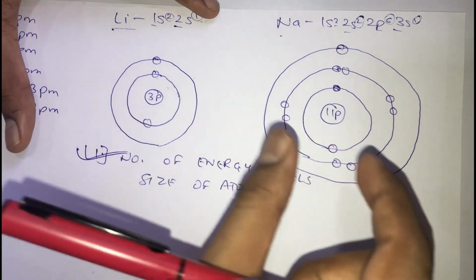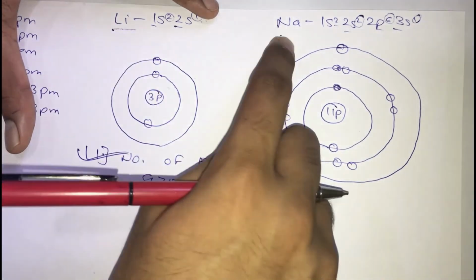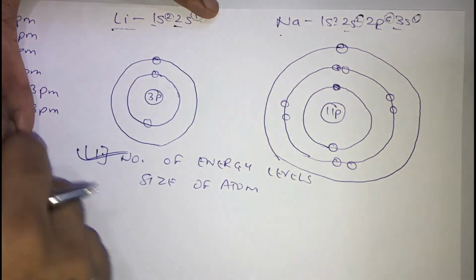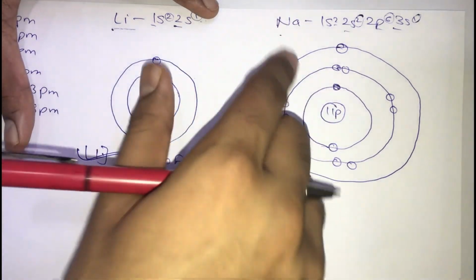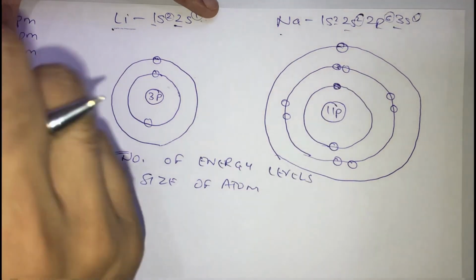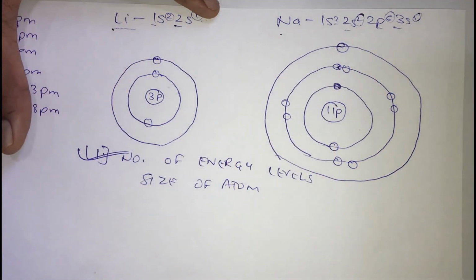So the difference between lithium and sodium is that lithium has only 2 energy levels and sodium has 3 different energy levels, and since it has 3 different energy levels, therefore its atomic radius is greater. Okay, now the second factor. What is our second factor? Nuclear charge.